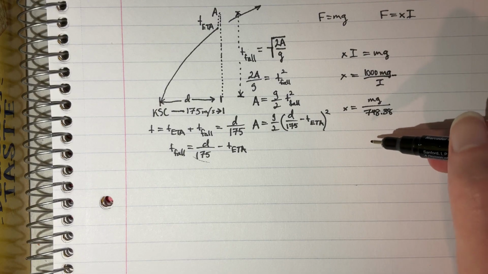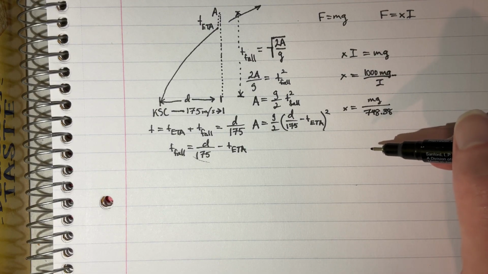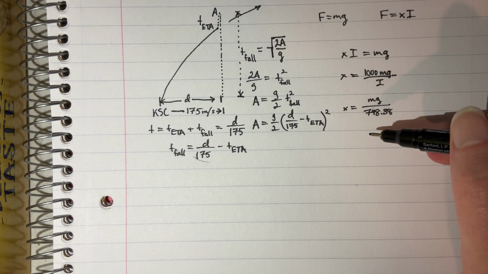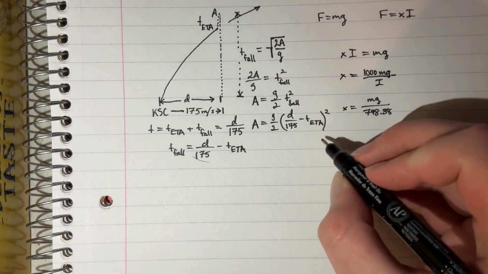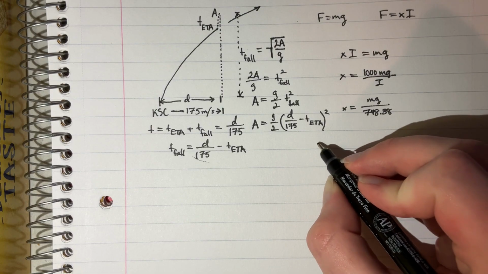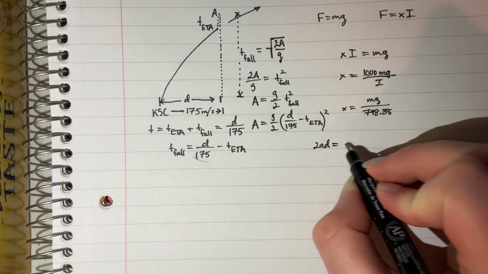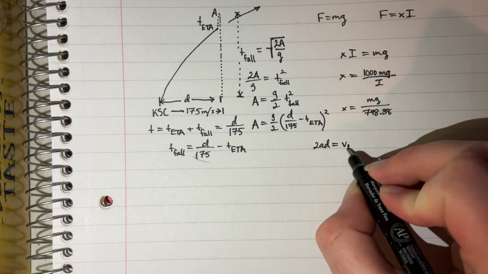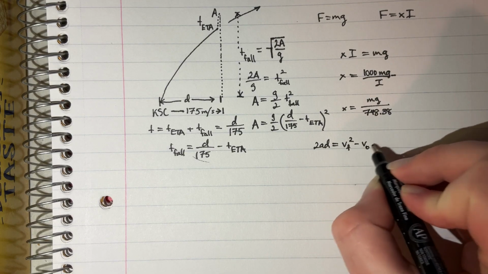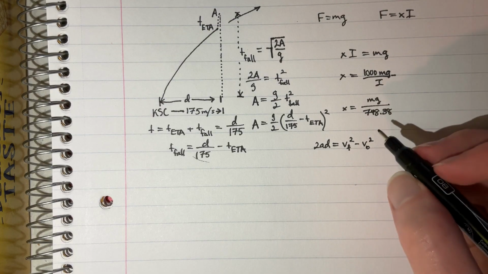In terms of the suicide burn itself, it's been too long since I took physics, so I just Googled the equation for it, and that equation is 2 times acceleration times the distance to stop is equal to the difference between your final velocity and your initial velocity squared.